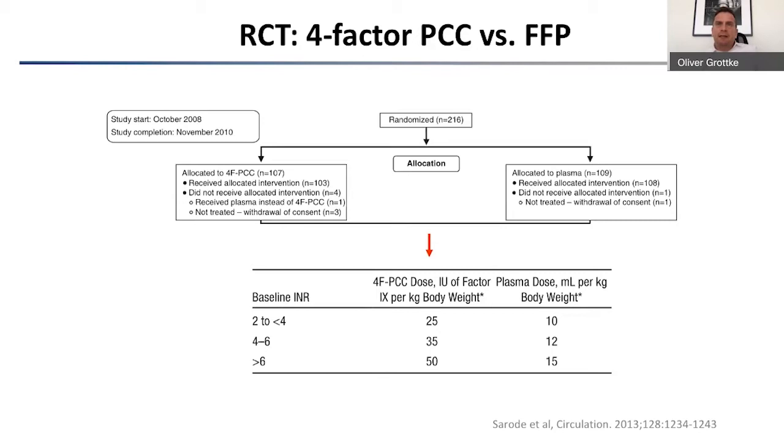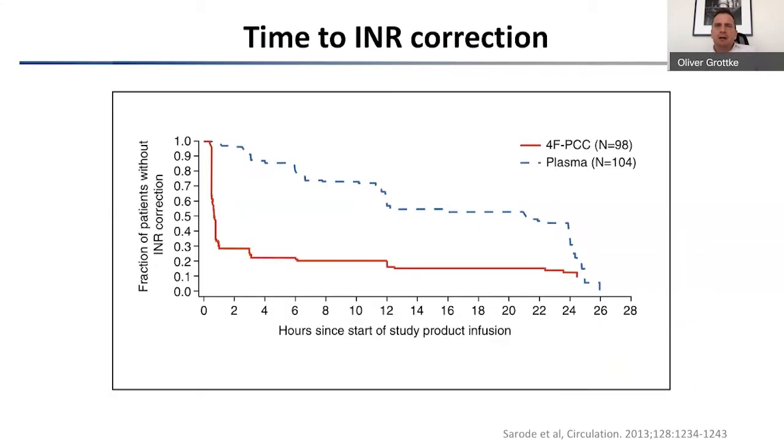Patients who were bleeding were randomized to receive either a 4-factor PCC or fresh frozen plasma. And the dose here, as you can see, of the 4-factor PCC, between 25 and 50, was based on the baseline INR. Similarly, the fresh frozen plasma dose was also based on the INR. The primary endpoint was the reversal time to INR correction.